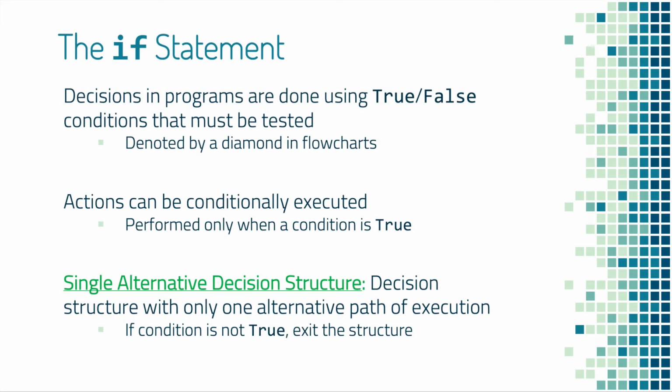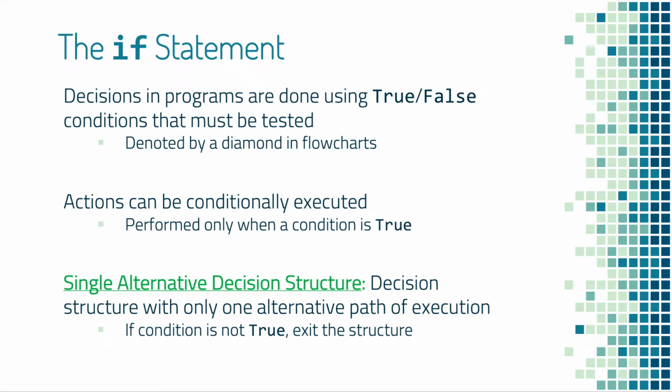So the first decision structure we have in Python is called the if statement. The if statement is just a fancy way of us asking the program a question. If something is true, do it. Otherwise, skip it. It's basically the same as asking yourself a question: if it's raining outside, bring an umbrella. Otherwise, don't bring an umbrella. So the if statement is just true or false, and in our flowcharts, like we'll talk about later, it's denoted by a diamond. We have our if statements denoted by a diamond, and they only perform the actions inside the if statement block if the condition is true.